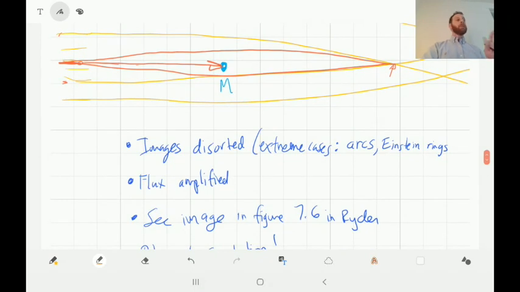But anyway, I hope that you have access to your book. There's a very good image in figure 7.6 in Ryden. It's of Abell 2218. You can see these nice arcs, which are gravitationally distorted images of galaxies behind this massive, rich cluster in the front doing the lensing.